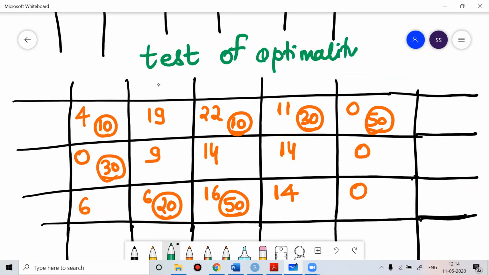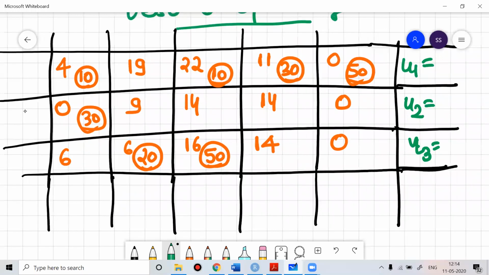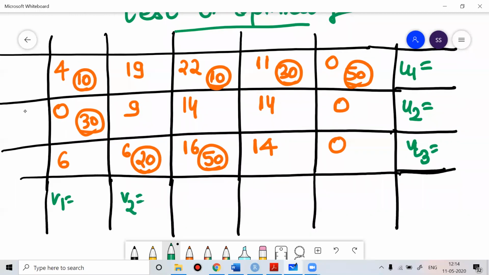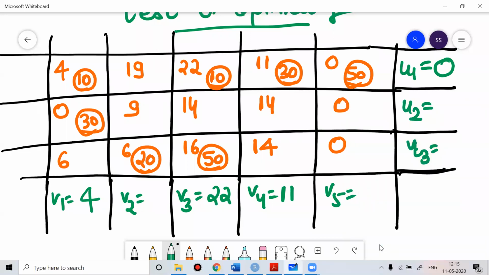When we do the test of optimality, we use the UV method. So U1, U2, U3, then V1, V2, V3, V4, V5. Out of that, put one variable equal to 0 because the maximum allocation is done on row 1. So I put U1 equal to 0. So this becomes 4. This becomes 22. This becomes 4. This becomes 22. This becomes 11. This becomes 0.